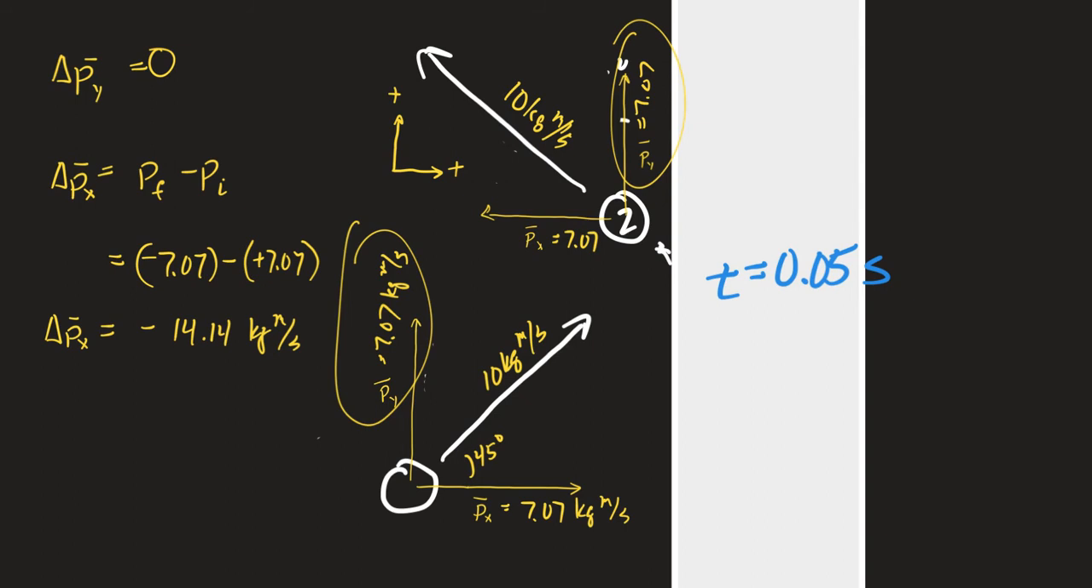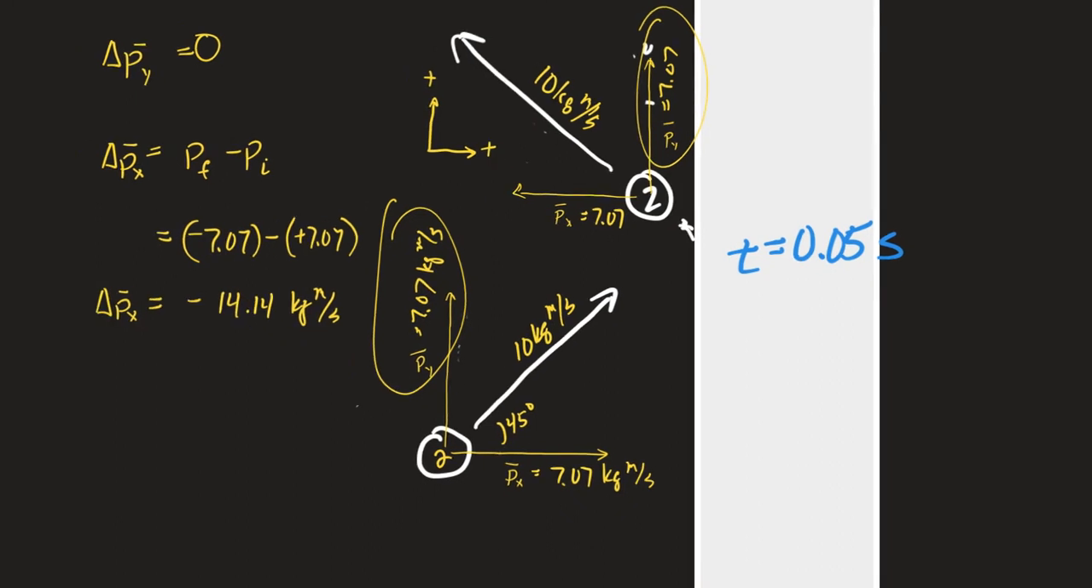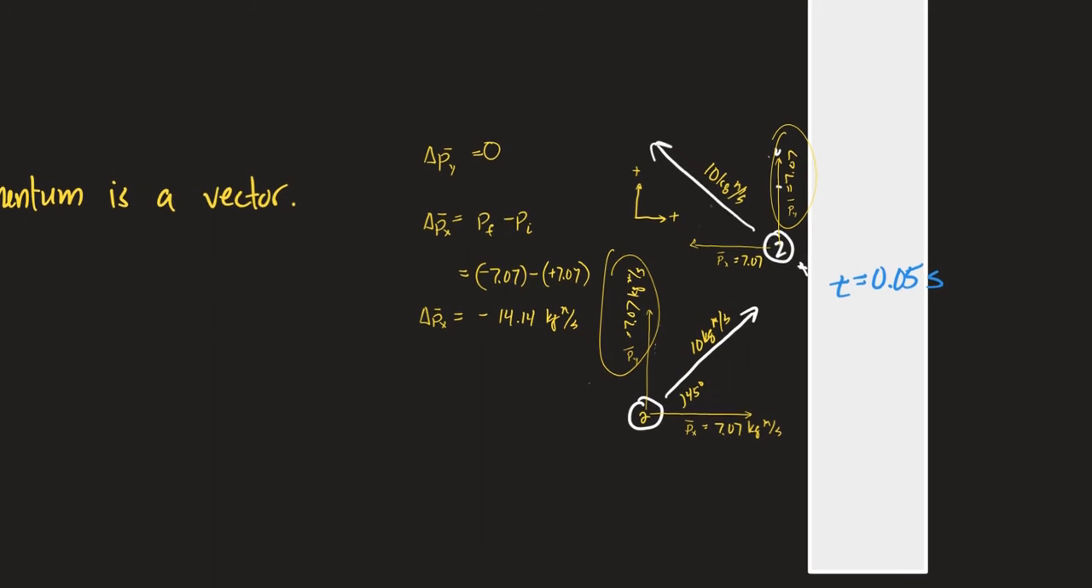Here? The mass of the ball was 2, and the velocity was 5 meters per second. So, trying to make this smaller so I get a little space. Our definition of momentum is just mass times velocity.